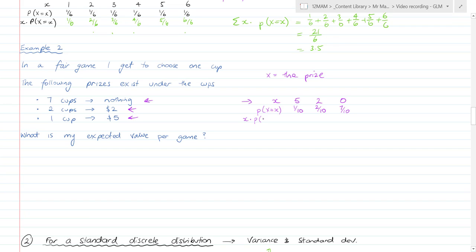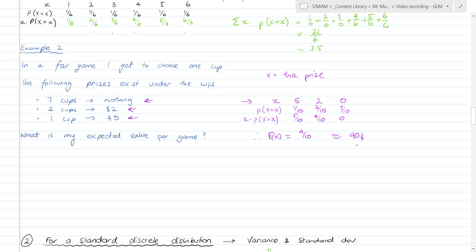X times the probability of x equals x in each instance. I get 5/10, I get 4/10, and I get 0, because 0 times 7/10 is 0. And therefore, my expected x is equal to 9/10. And 9/10, of course, in this instance, because of the context, is going to be 90 cents.